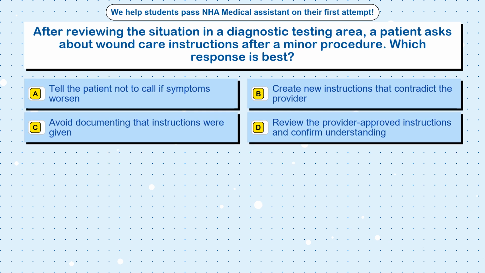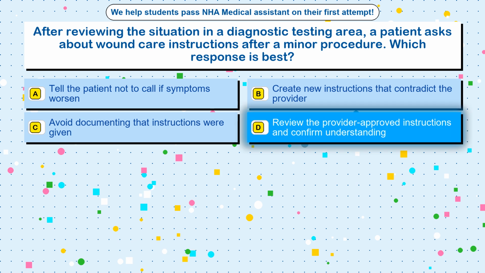Question 81. After reviewing the situation in a diagnostic testing area, a patient asks about wound care instructions after a minor procedure. Which response is best? Option A, tell the patient not to call if symptoms worsen. Option B, create new instructions that contradict the provider. Option C, avoid documenting that instructions were given. Option D, review the provider-approved instructions and confirm understanding. The correct answer is option D, review the provider-approved instructions and confirm understanding.